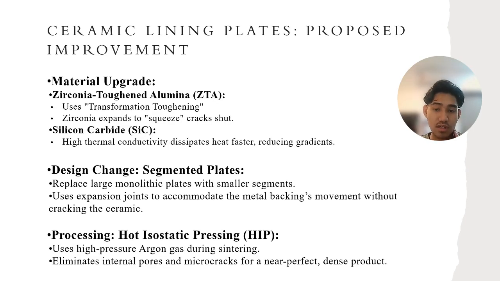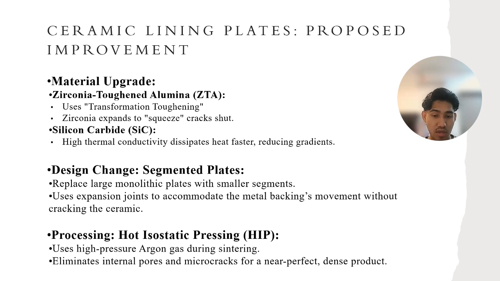So we have here the proposed improvements for ceramic lining plates. Material upgrade: use zirconia toughened alumina, ZTA, which uses transformation toughening. Zirconia expands to squeeze cracks shut. Silicon carbide has high thermal conductivity and dissipates heat faster, reducing gradients.